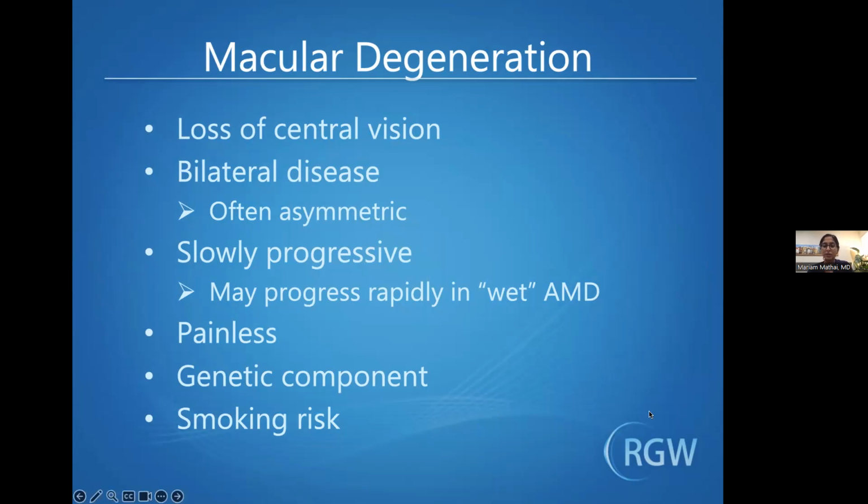There are certain types of macular degeneration. One of them is the wet type, and that can cause rapid loss of vision. The hard part about this is it's painless, and there are not a lot of things that people who develop macular degeneration did to put themselves at risk. A lot of this is related to genes and family history. There is some association with smoking, though.